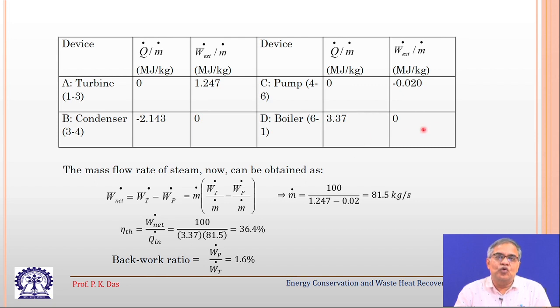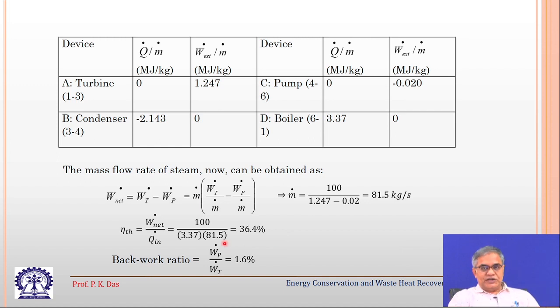In the boiler there is no work transfer, so heat transfer we have found out from the boiler. How we have found it out from 6 to 1, that is the process in the boiler, and this has been written here. Now, efficiency is the total work done divided by the amount of heat supplied per unit mass. We have got the heat supplied by earlier calculation in this particular table, that has been multiplied by the mass flow rate, and that gives 36.4% efficiency.